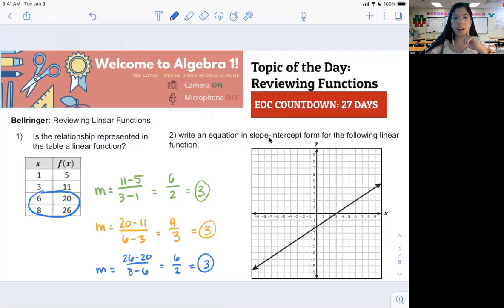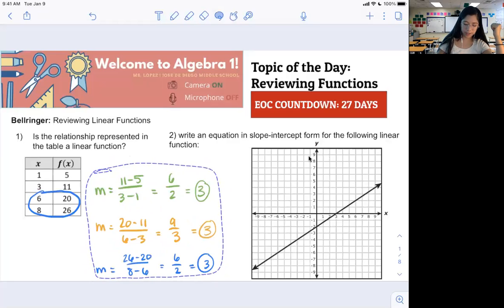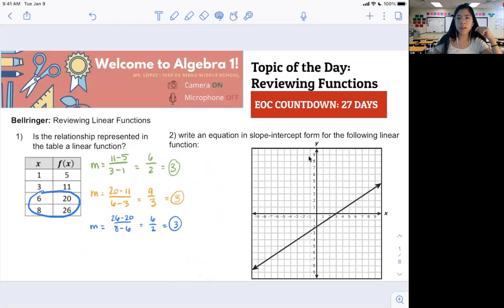Now for number 2, we're going to write the equation in slope-intercept form for the following linear function. So what are the 2 things I need in order to write my equation? Slope and y-intercept. And Guillermo said rise over run. Yeah, we need to figure out the rise over run in order to find the slope. And then, like Ijira said, we'll finalize it by putting it into y equals mx plus b. So let's start with y-intercept because that's always the easiest place to begin.